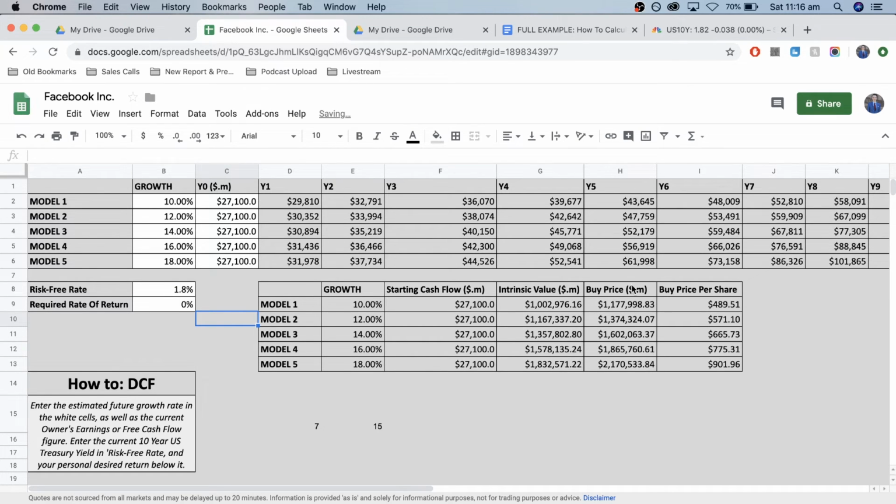So that is what we're going to enter in for the risk-free calculation. And then in terms of calculating the buy price of the business for the whole business and per share, we want to use our own personal target return. What return are we trying to achieve? And this return for me is always 22%. You might be wondering why I use 22%.